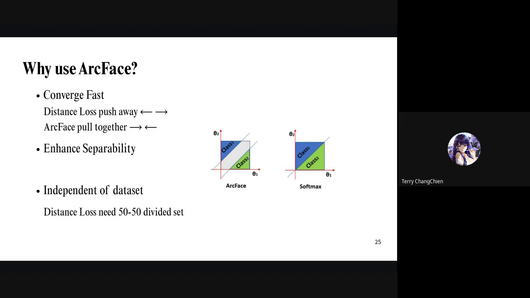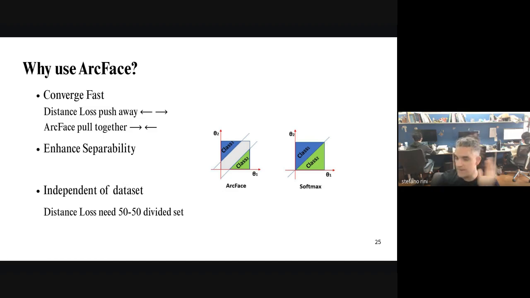Why I choose ArcFace? There are 3 reasons. The first is, since we add a margin between the same class, we repel the 2 same class, leaving a margin between. Different from the distance loss, it will converge faster. And the second one, so the trick that you use also when you have SVMs, right? Also in SVMs, you have a certain margin. So this trick comes from support vector machines.